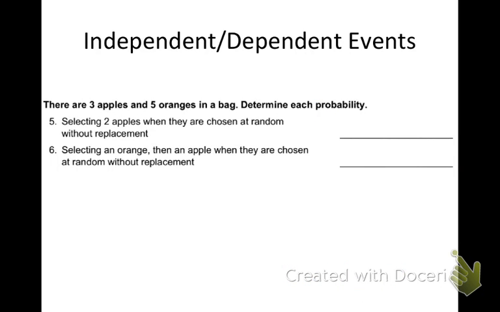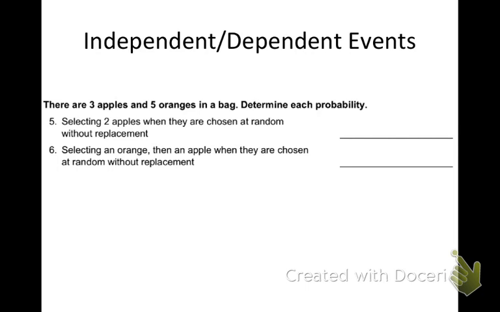Okay, taking all this information now, try numbers 5 and 6. These are talking about the same probabilities. Try these two. All right, so let's look at number 5 here. What's the probability of selecting 2 apples when they are chosen at random without replacement?